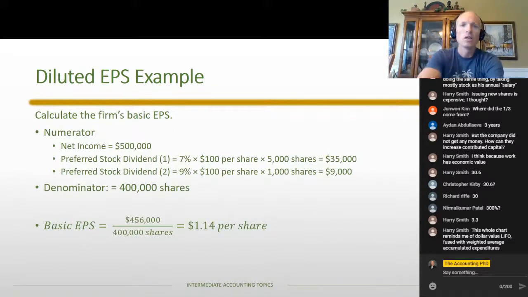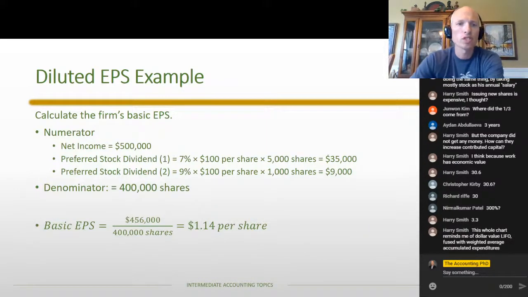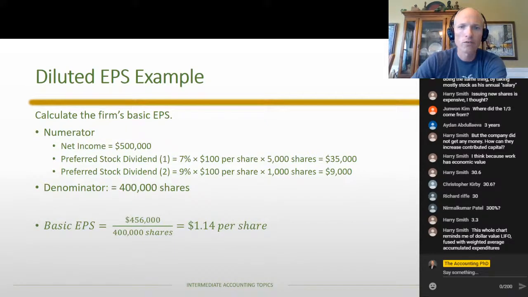Instead, I'm going to take this information and start marching us through the diluted earnings per share calculation. The first thing we have to do is calculate the firm's basic earnings per share. In the numerator, the net income is $500,000, and that's given in the first paragraph. It says on December 31st, the firm reported $500,000 in net income. There are two series of preferred stock: a 7% preferred stock and a 9% preferred stock. That's given in the second and third bullets. The total preferred stock dividend for the first series is $35,000, and for the second series is $9,000.